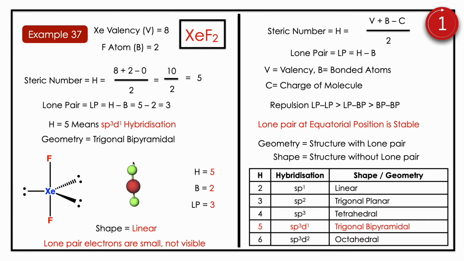Then let us look at example 37, which is XeF2. Xenon is the central metal atom, which is octet, inert gas. So valency is 8, fluorine atoms are 2. So steric number will be (8 plus 2 minus 0) by 2, mean 10 by 2 gives 5. So lone pair will be H minus B, which gives 5 minus 2 equals 3. H5 means sp3d hybridization, which is trigonal bipyramidal, but you have 3 lone pair in the system. Lone pair prefer to stay in the equatorial position, and fluorine will be axial. So shape will be linear because lone pair are not visible. So geometry is trigonal bipyramidal, shape is linear.